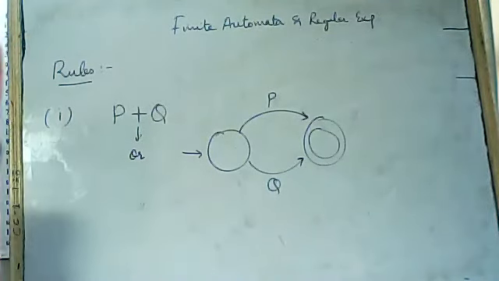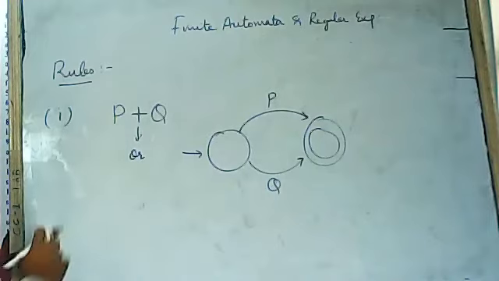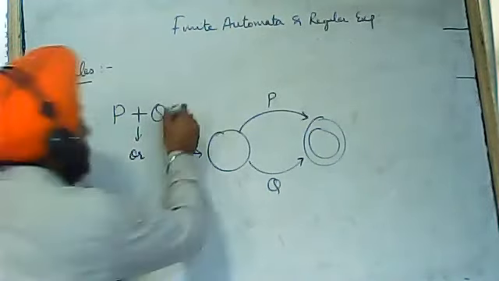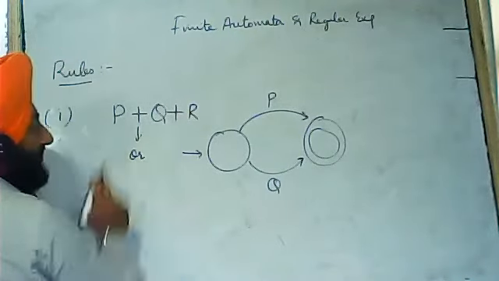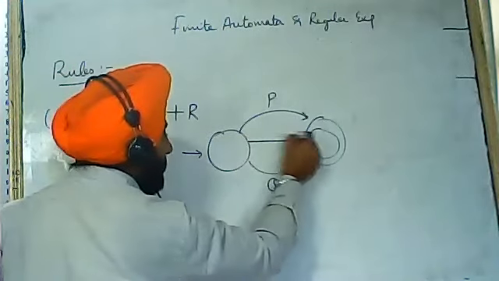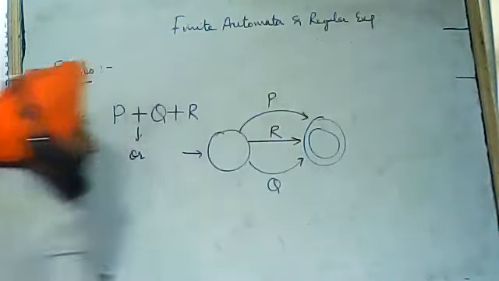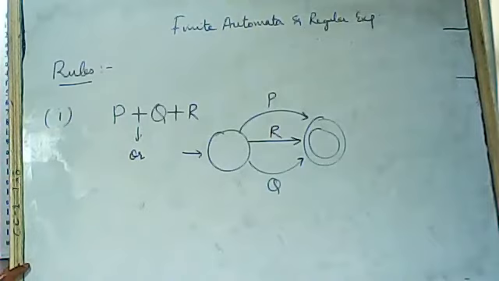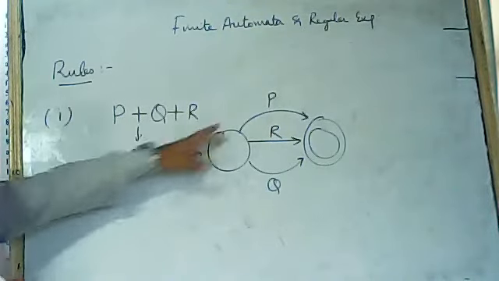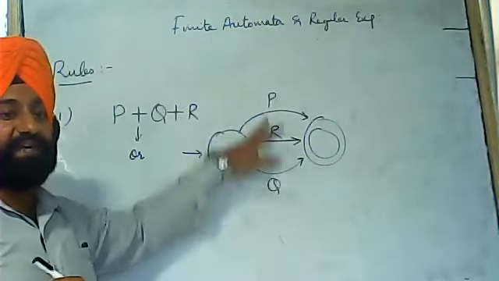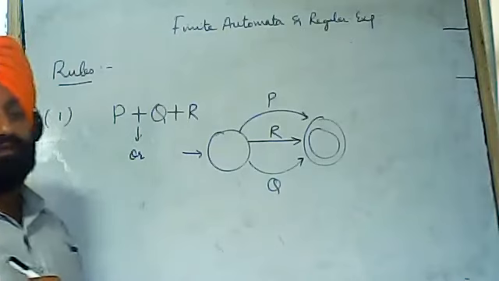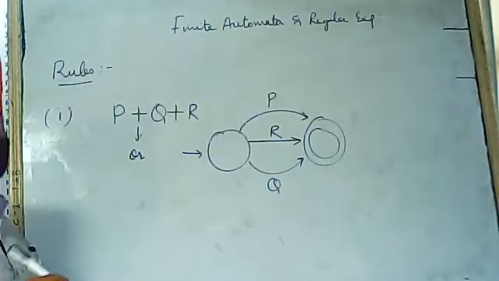Here P and Q are regular expressions. If one more regular expression is added, let's suppose R, P plus Q plus R, one more edge will be drawn like this with R as an input. So you have a number of ways to go to the final state: P, R, Q. So this is for plus.